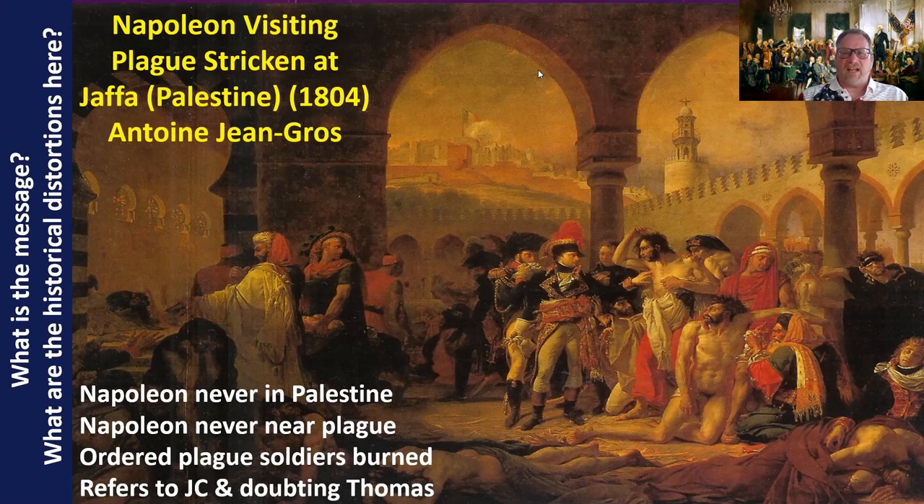But note here, not only is he showing up, but remember, without photography, no one would know he ordered these plague soldiers burned after they were shot in the head. And yet here, he goes and touches them, basically trying to heal them the way Jesus would heal in a miracle. This refers to Jesus Christ and the idea of doubting Thomas when he's actually curing. Note the other individuals with him are holding up masks.